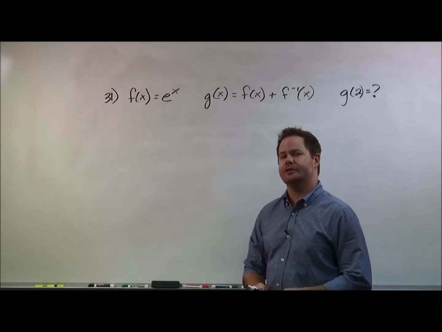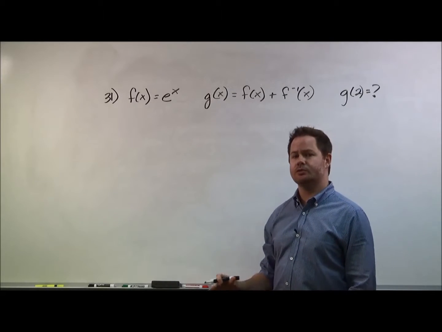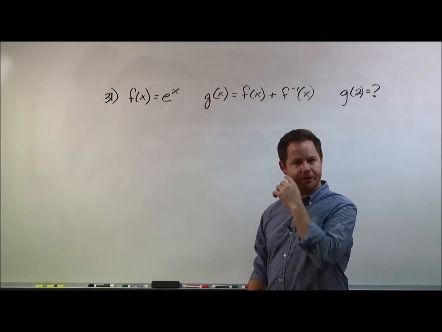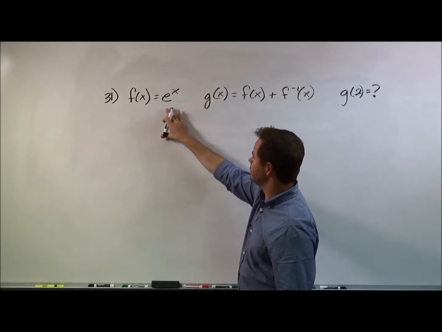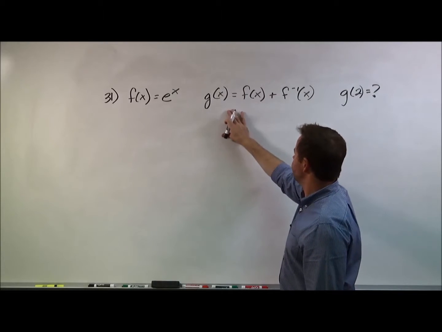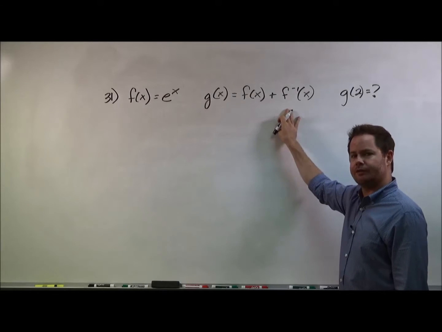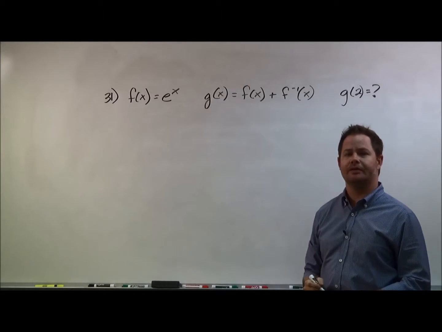Hi, I'm Chris, and in this video we're taking a look at a question from SAT Math Level 2 Subject Test material. This is a question a student emailed me about this week. For this question they give us a function f of x equals e to the x, and g of x equals f of x plus the inverse function of x, and then they ask us for g of 2.